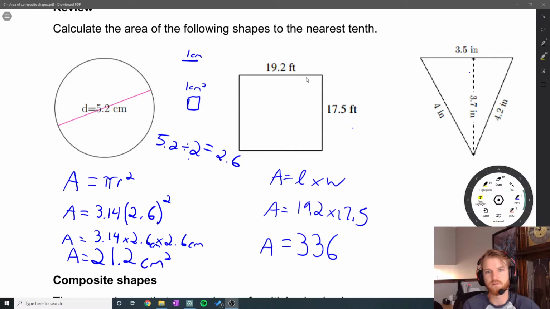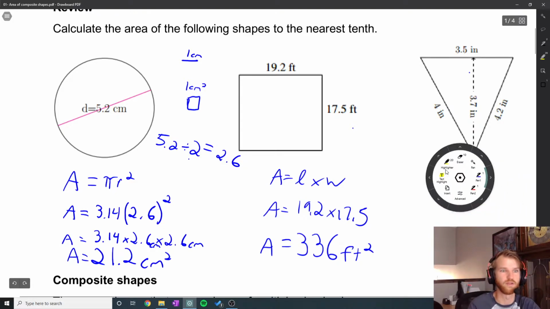Okay, we had feet times feet. And so our answer is just going to be feet squared. Okay, or we call that square feet, which is the way you would say it in everyday language.